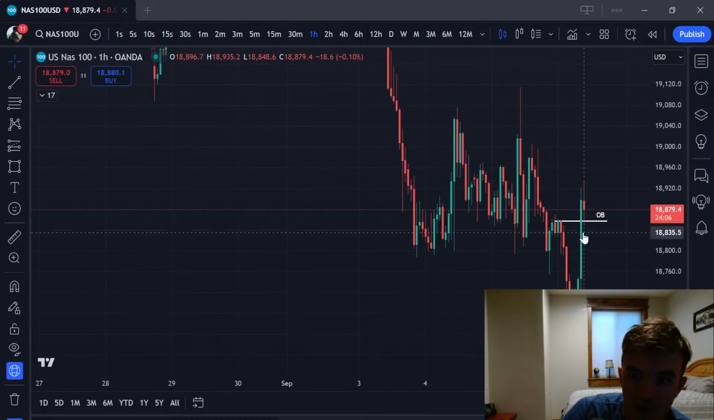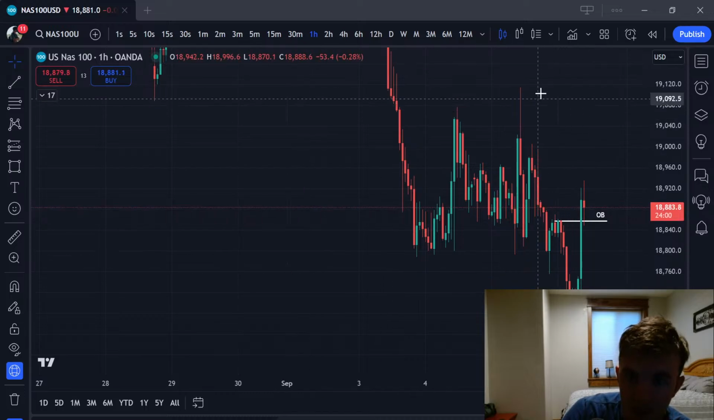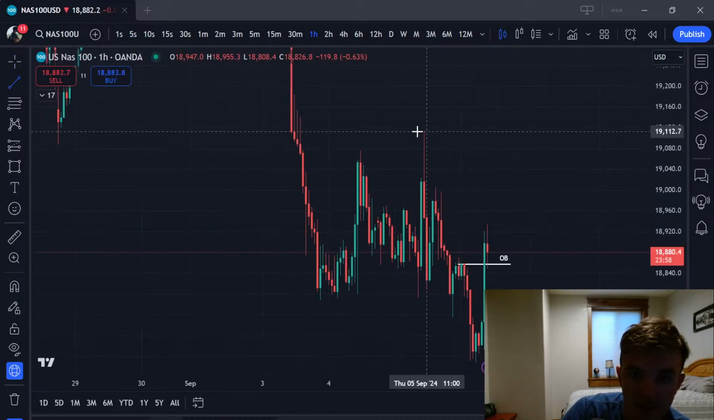So, we're pushing into this order block. We broke structure on the 1 hour to the upside. And we have this as a draw on liquidity.